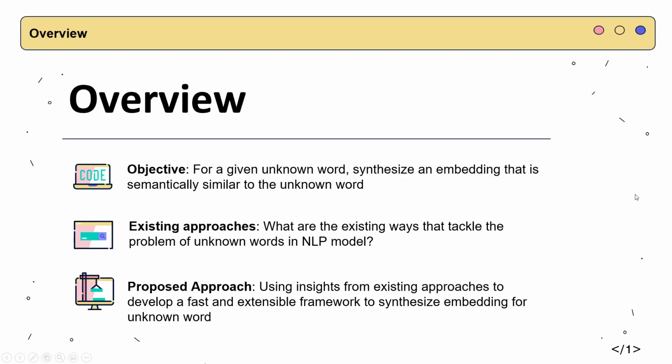So let's walk through the overview of the presentation today. The objective: design a system that, for a given unknown word, synthesizes an embedding that is semantically similar to that unknown word. We'll be reviewing existing approaches, the existing ways that can tackle the problem of unknown words in NLP models, and using the insights from these existing approaches to develop a fast and extensible framework to synthesize an embedding for an unknown word.